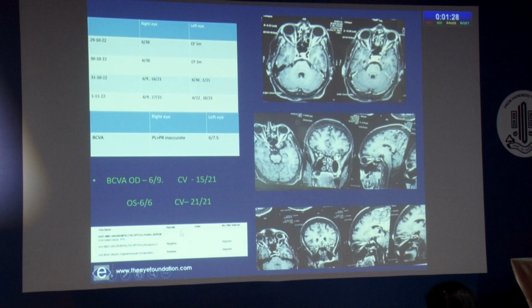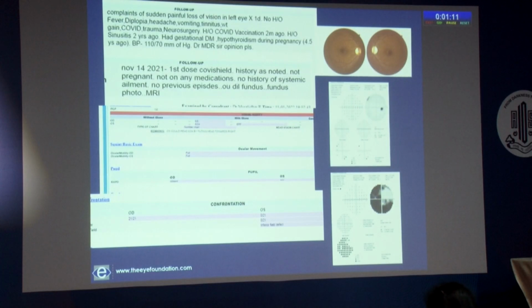This was also a MOG positive case, had multiple recurrences, eventually became steroid resistant, and underwent Plex, and was also on IVIG, and is now on long-term mycophenolate mofetil. We have managed to keep her above water, and she continues to retain a vision of 6/6. So this patient, after receiving the first dose, developed sudden painful loss of vision.